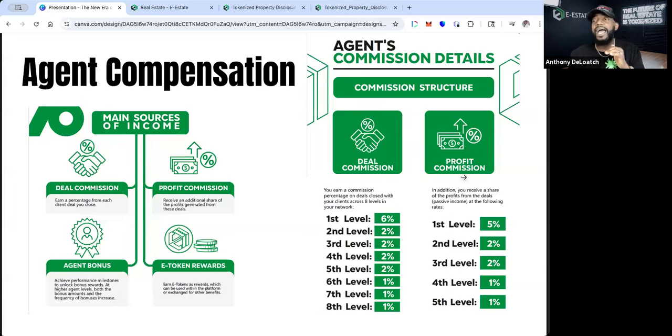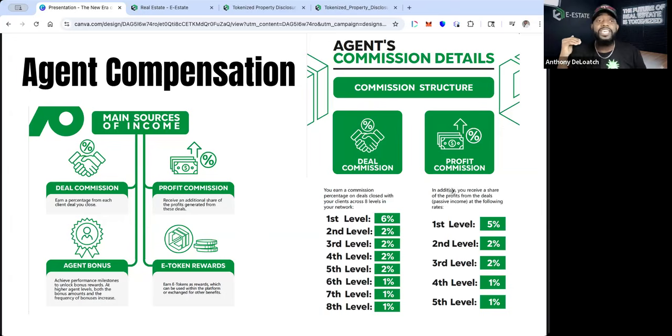So let me tell you how you get compensated as an agent on eEstate. This is going to operate very similar to a traditional real estate agent in the sense that you're going to get paid a deal commission anytime someone that you refer actually purchases a share of property through tokenization. So if they come in and they purchase, you're going to earn a 6% deal commission.